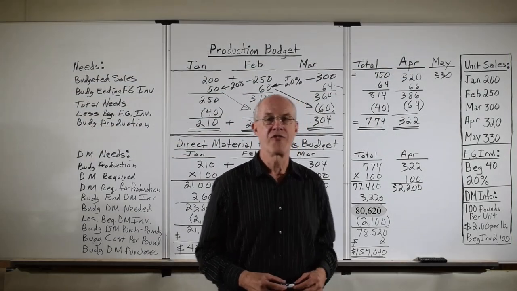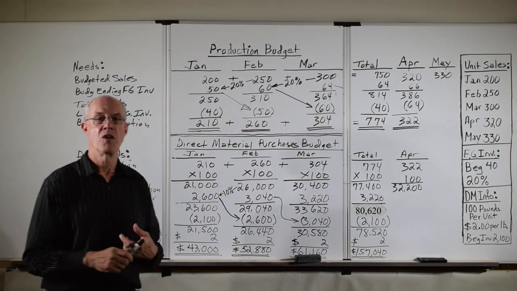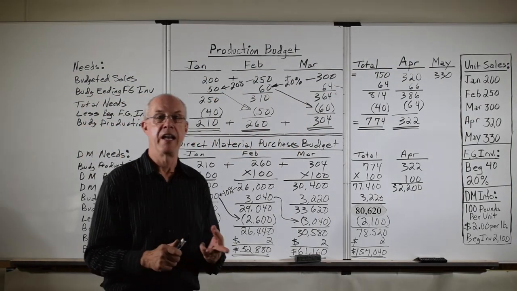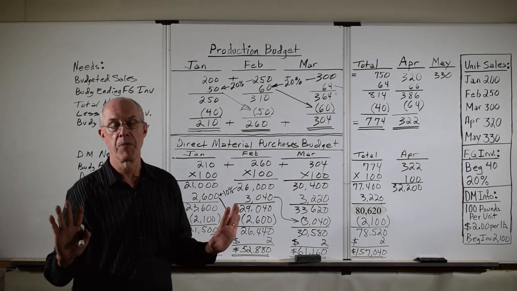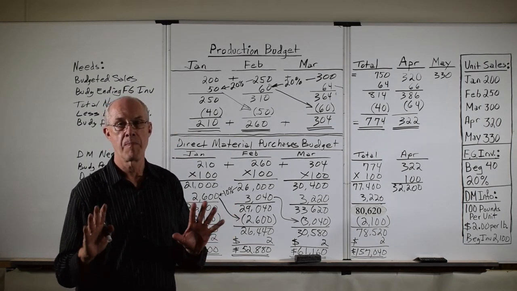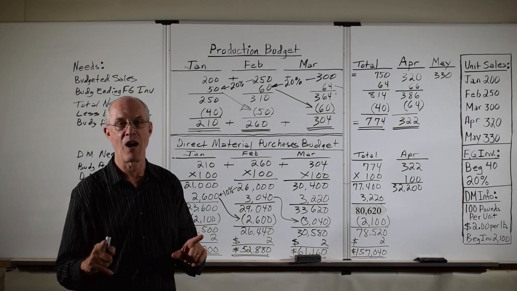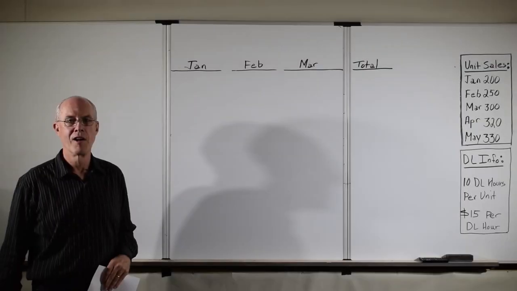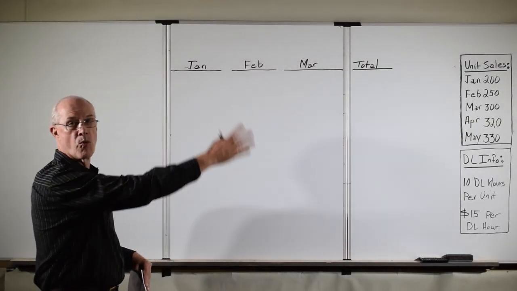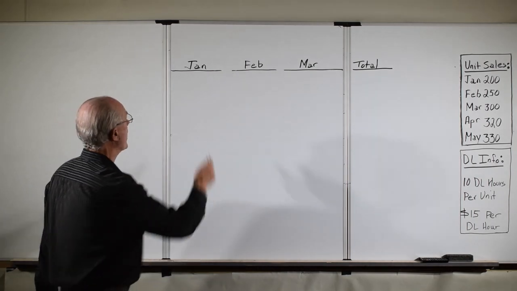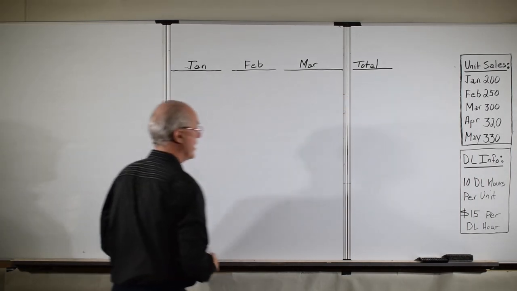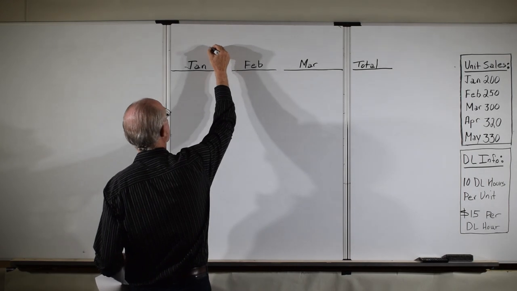So in this video, we did the production budget, we did the direct material budget, and now we're going to do one more budget, a very simple budget, the direct labor budget. So let's go ahead and look at that one next. Okay, I've gone ahead and erased the whiteboard, and all I've got here are some date headings. We're going to be doing the direct labor budget.